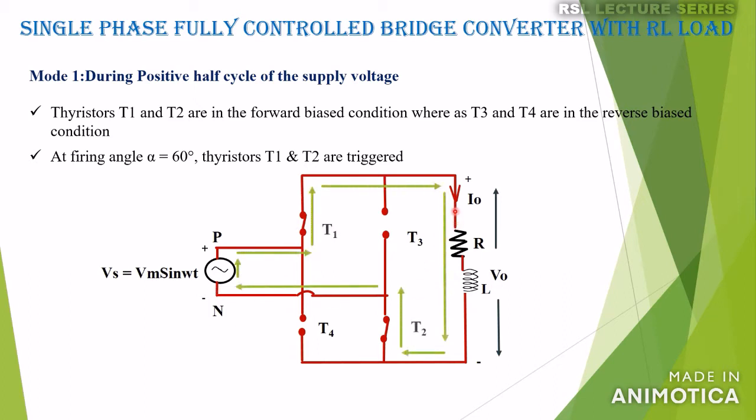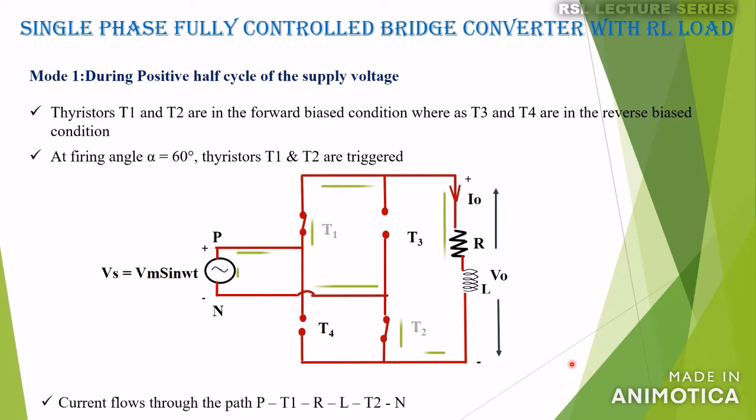The upper terminal of the load is directly connected through the conducting thyristor T1 to the terminal P, that is positive, and the lower terminal is connected through the conducting thyristor T2 to the terminal N, that is negative. So the polarity of the voltage will be plus and minus. Now the supply current will start from P and end at N, that is, it will flow from P to N. This direction is considered as the positive direction for the supply current. This is the current path as shown in the figure.